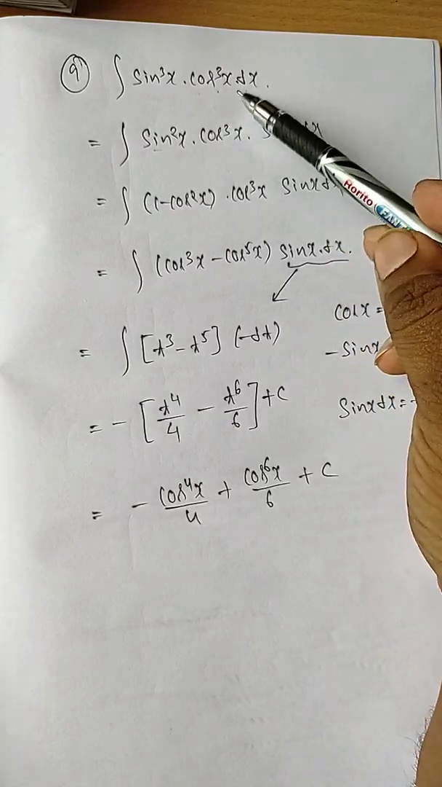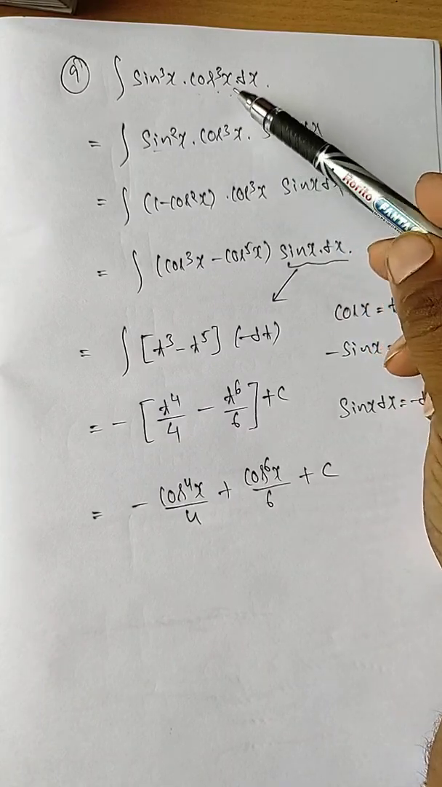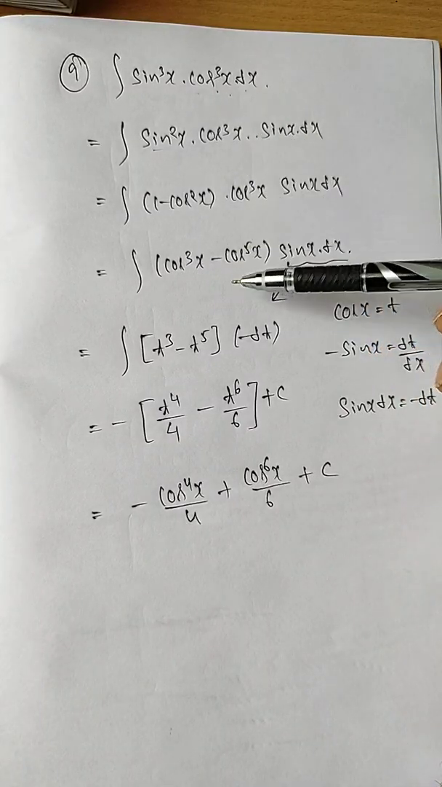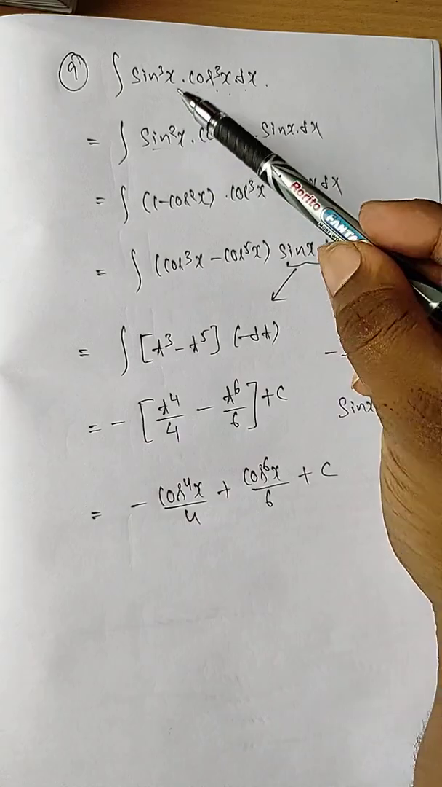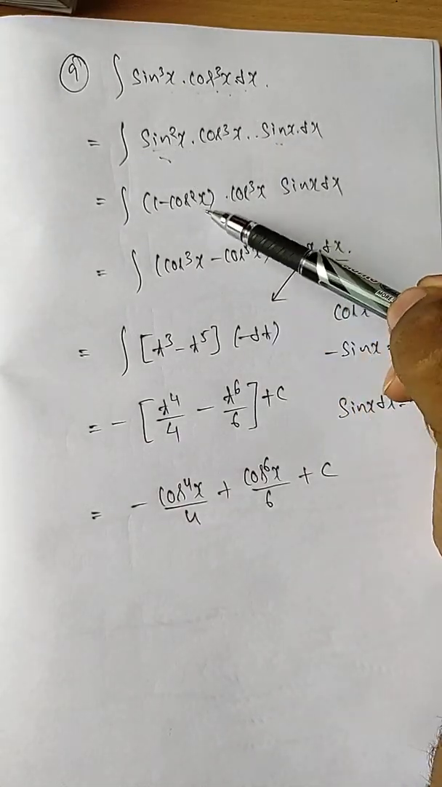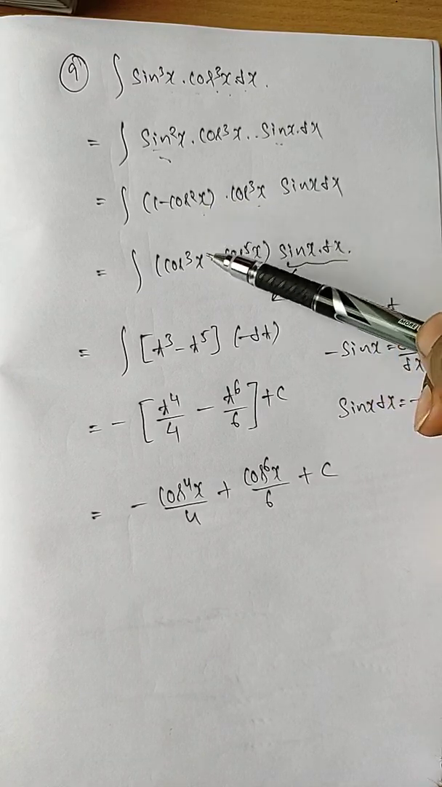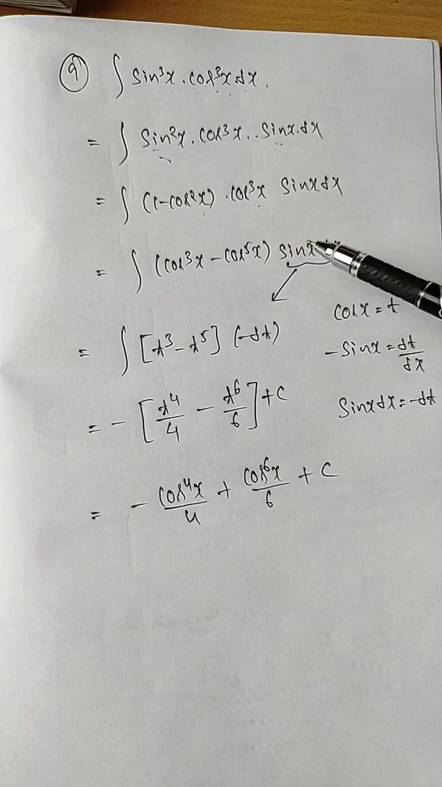This is the given problem. When the trigonometry function has a power and product, you want to make use of trigonometric identities. I am changing this to a cos form. So sin cube x, I wrote as sin square x into sin x. The sin square x is written as 1 minus cos square x. Multiply this with cos cube x inside the bracket. So cos cube x minus cos to the power of 5 x into sin x into dx.